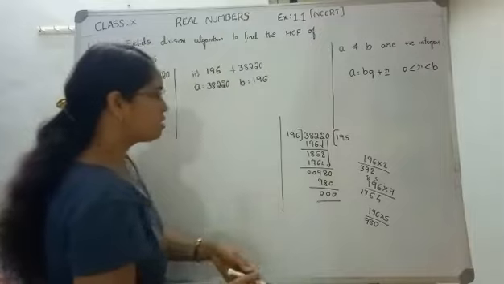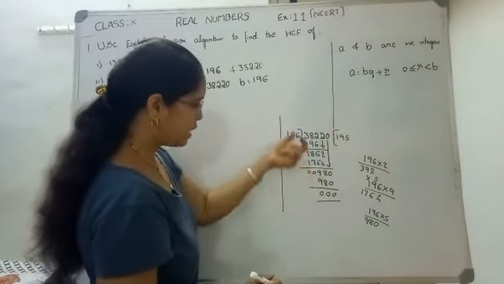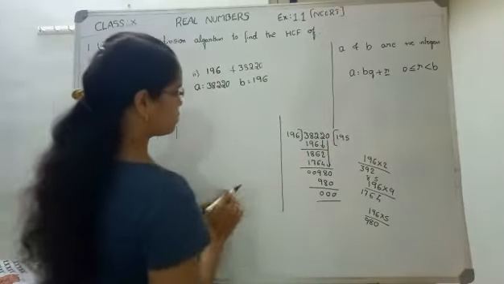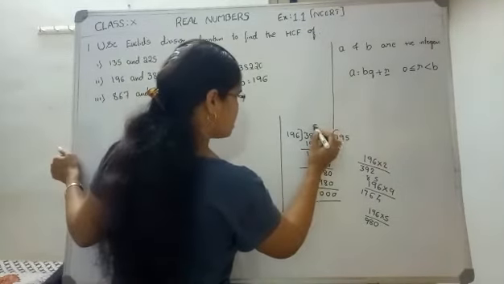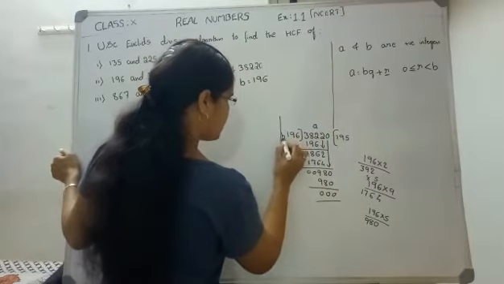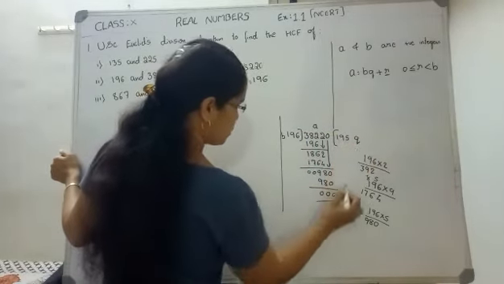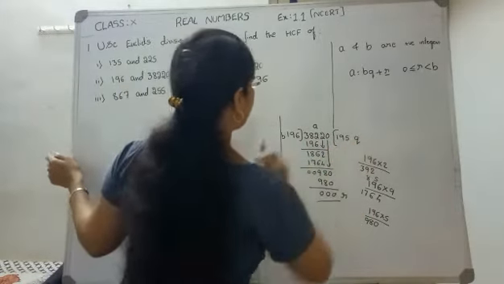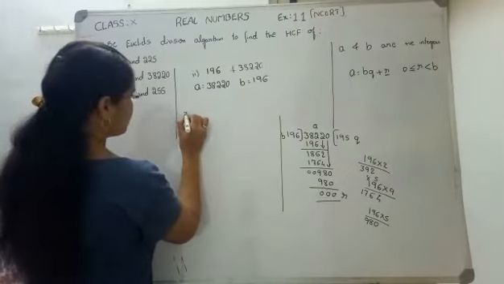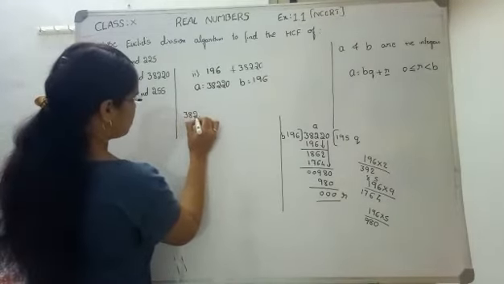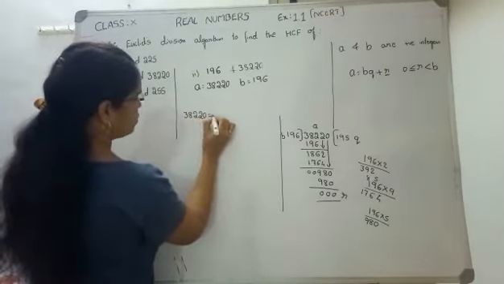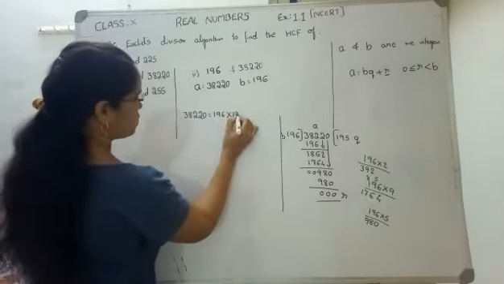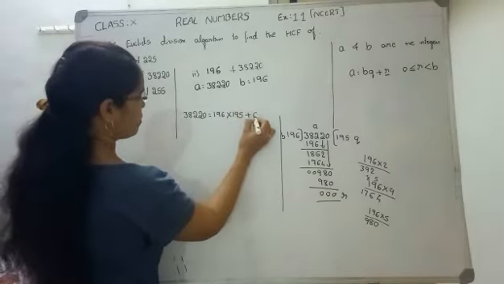See, in this case, in the first attempt only, it completely divides 38,220 by 196. Now you consider this one as A, 196 as B, 195 as quotient, and remainder is 0. We write it in the form of A is equal to BQ plus R. 38,220 is equal to 196 into quotient, that is 195, plus remainder 0.